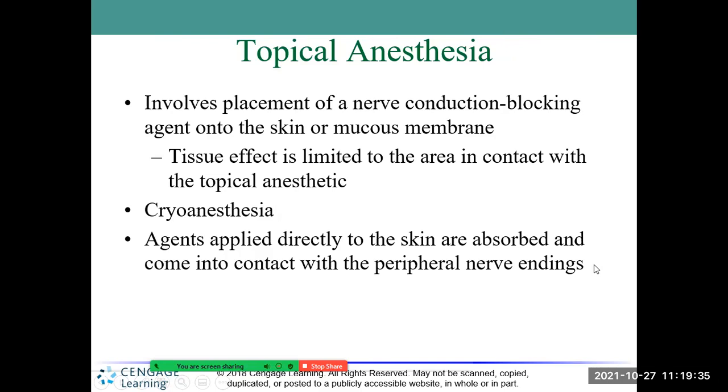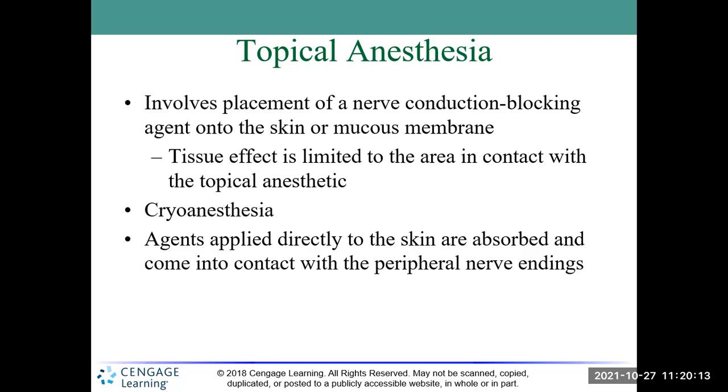Let's see what we got next. Topical. So this is when we're looking at putting an anesthesia directly on the skin. And so of course it's limited to just the local region that comes in contact with that agent. So anytime that there's a medication that is applied topically, you're only going to get that effect where the medication comes into contact with the skin. And then cryoanesthesia, so this is using cryotherapy to reduce pain to an area.